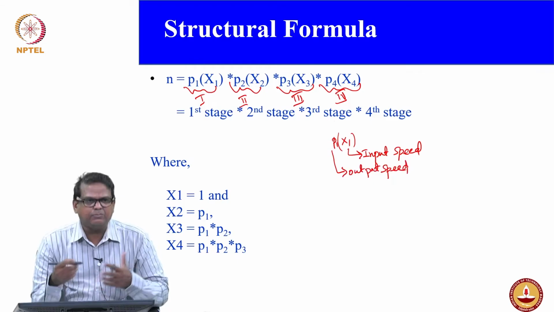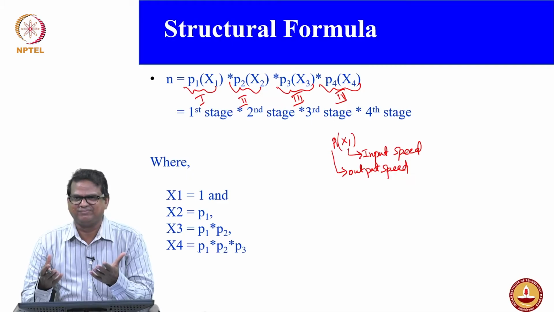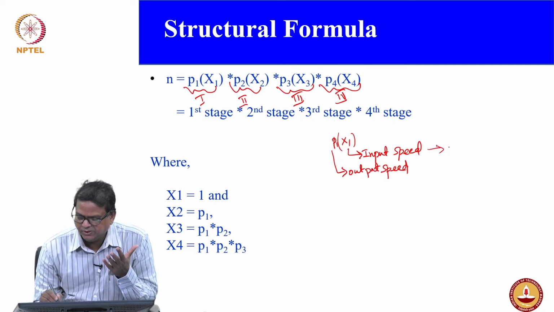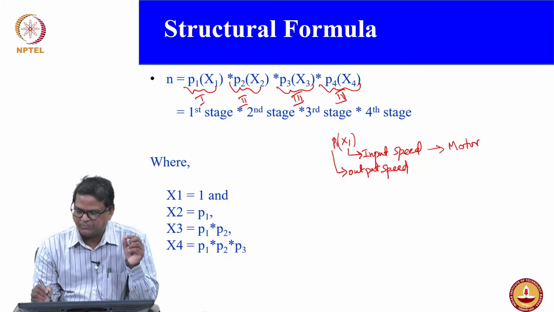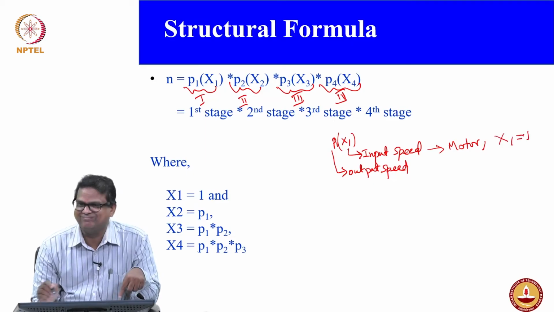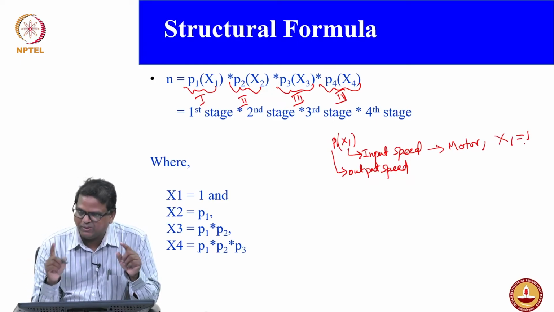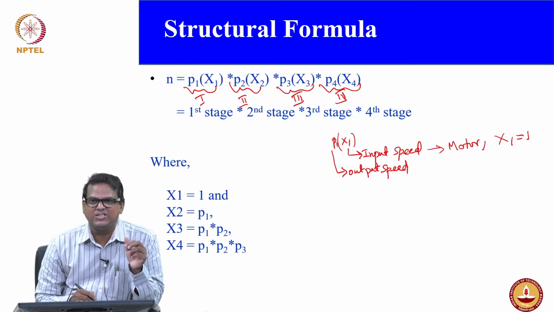For the gearbox, where do you get the input speed? It should be from the motor, right. The input speed for the gearbox should be from the motor. When you talk about the motor, whatever the setup, it will be only one speed. So, obviously my x1 will be 1. This x1 gives one input speed, and I get P1 as the output speed in stage 1. Now, move on to stage 2.